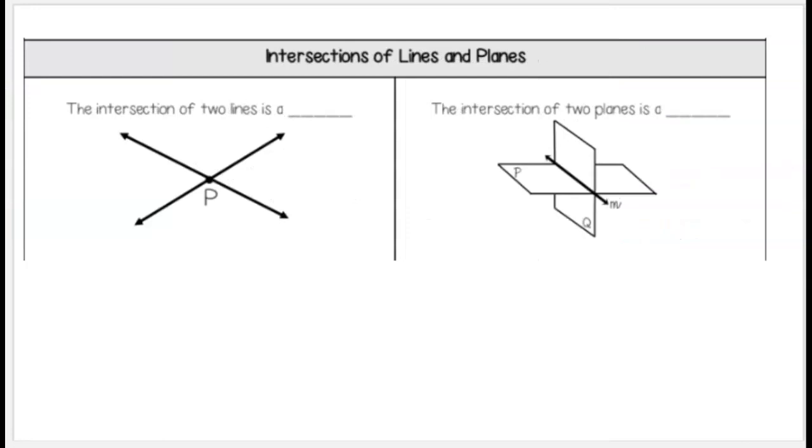All right, this should be the second page handout of this note section, and we have intersection of lines and planes. The intersection of 2 lines, as we can see here, is a point. We have our specific point here. The intersection is point P.